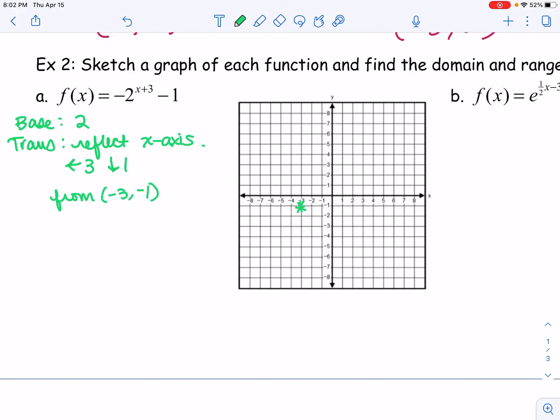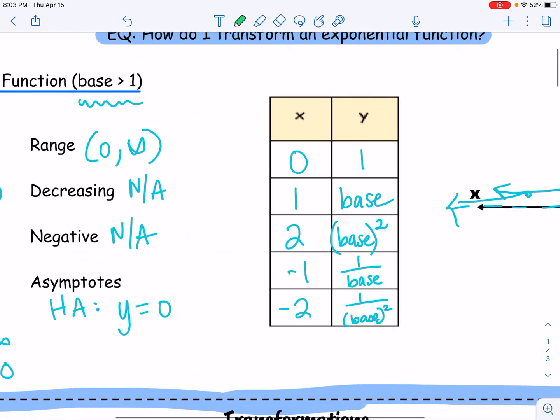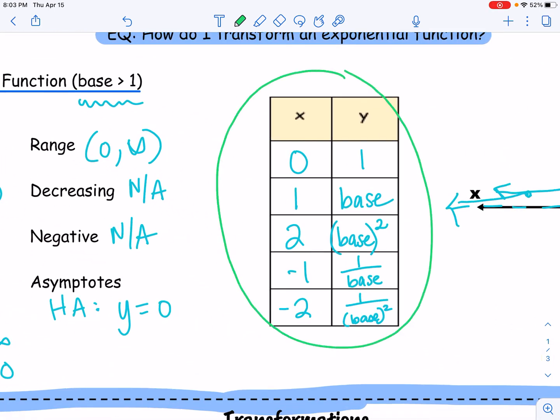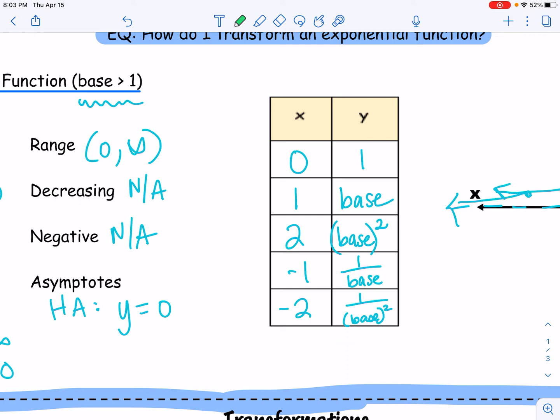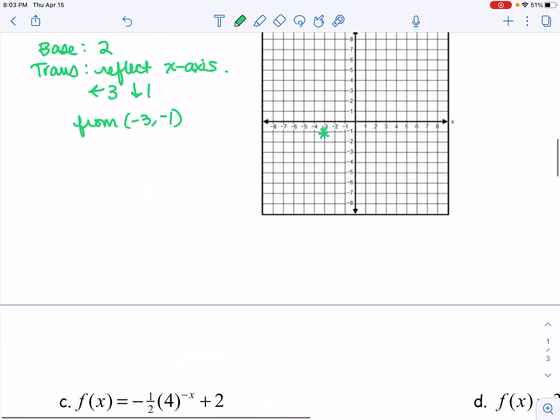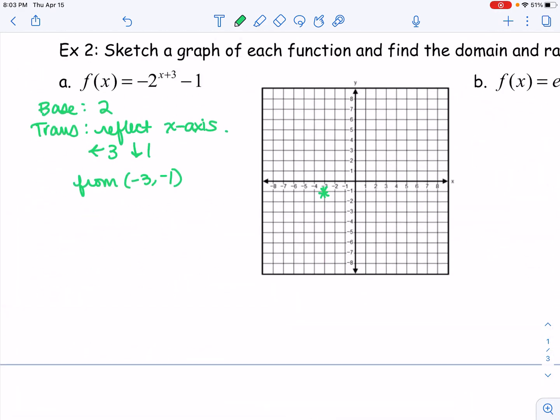From that point, I'm using my pattern of graphing here. Okay, so 0, 1 is always going to be a quote unquote point, 1 comma whatever the base is, 2 comma whatever the base squared is, -1, 1 over base, etc., etc. Well, my base is 2. So I am going to have 0, 1. I'm going to have 1 base, so 1, 2. I'm going to have 2, whatever the base squared is, so 2 squared, which is 4. I'm going to have -1, 1 over the base, and then -2 is 1 over the base squared.